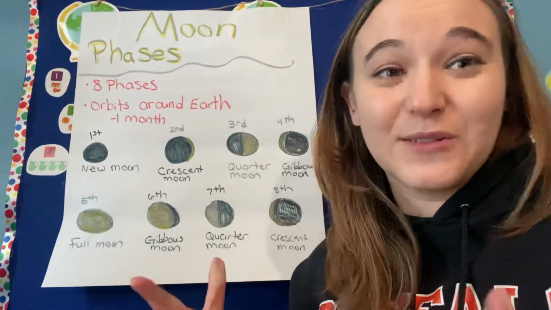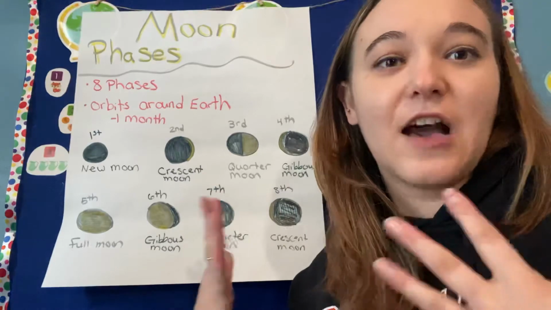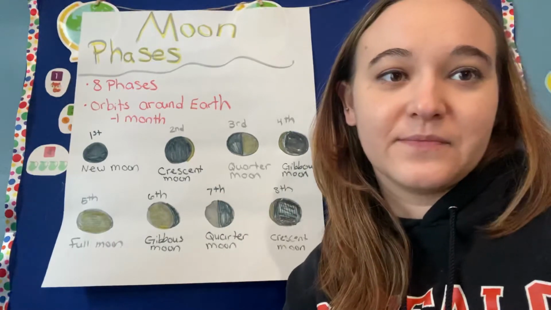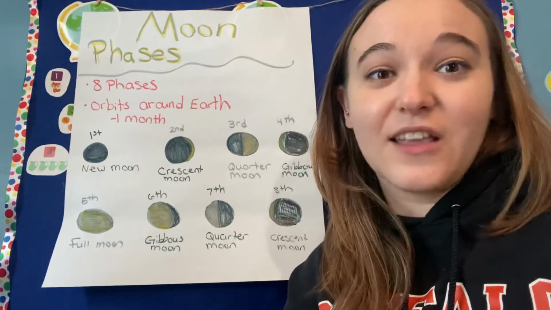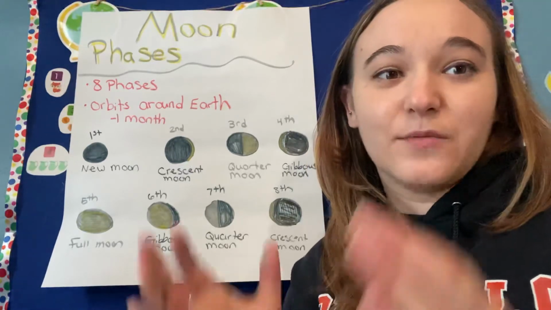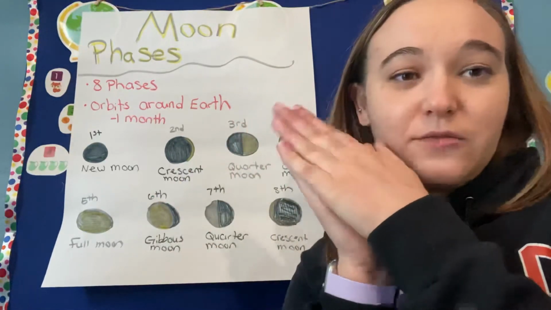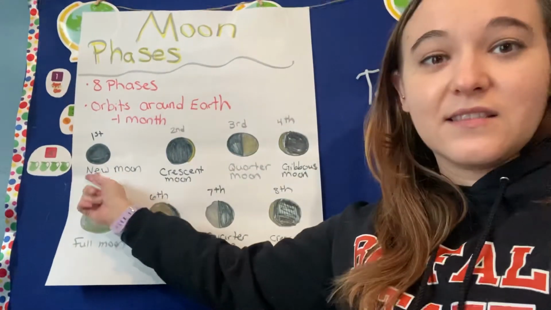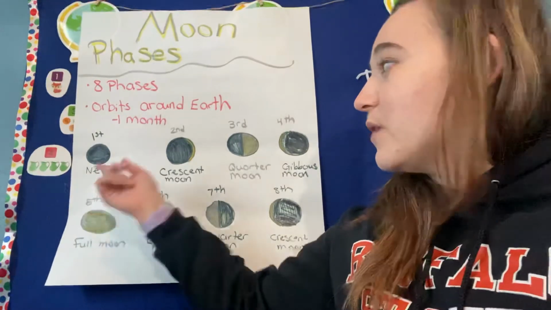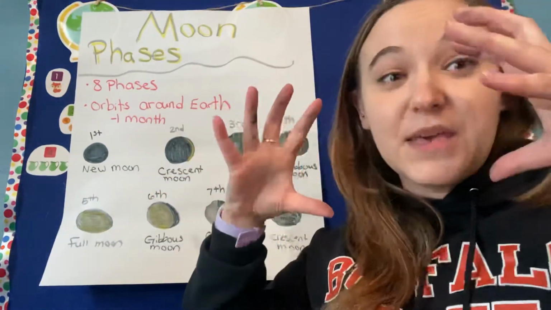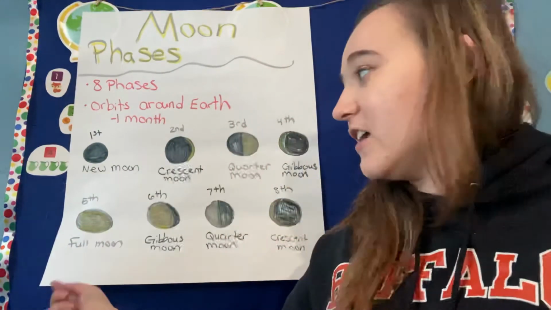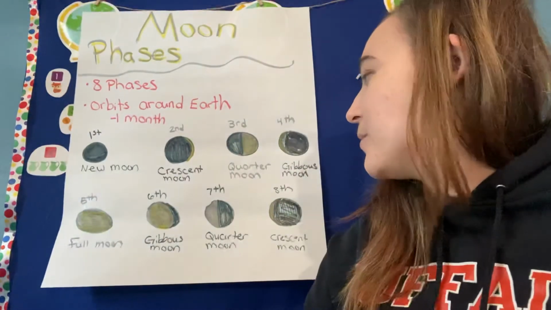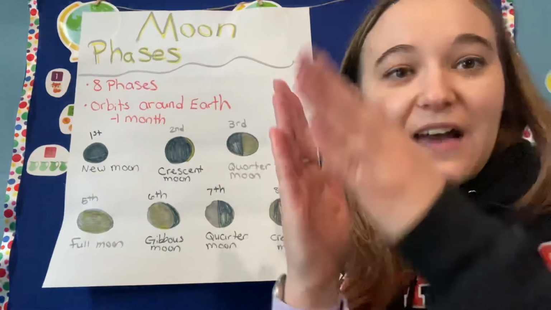I know that was really fast. So somebody tell me, how many phases of the moon are there? 8 phases. Good. What is the phase where it's all closed? You don't really see the moon at all. What is that called? The new moon. Good. What is it called when you see the big bright moon? The full moon. Good.